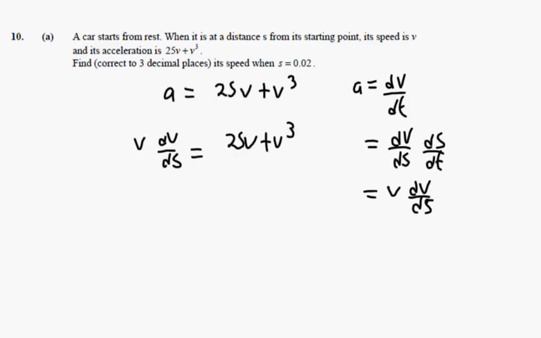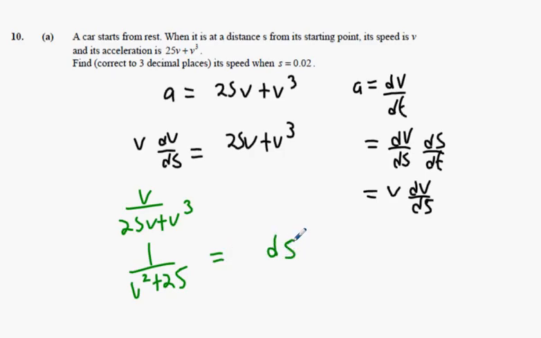You then move it on to one side, and we're going to get v over 25v plus v cubed. We can factorise that, and we can turn that into 1 over v squared plus 25. And we can leave the other side as just ds.